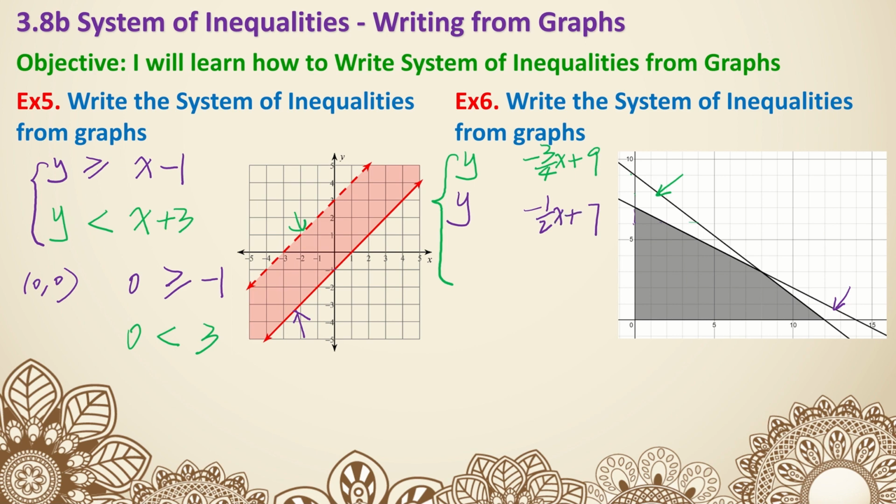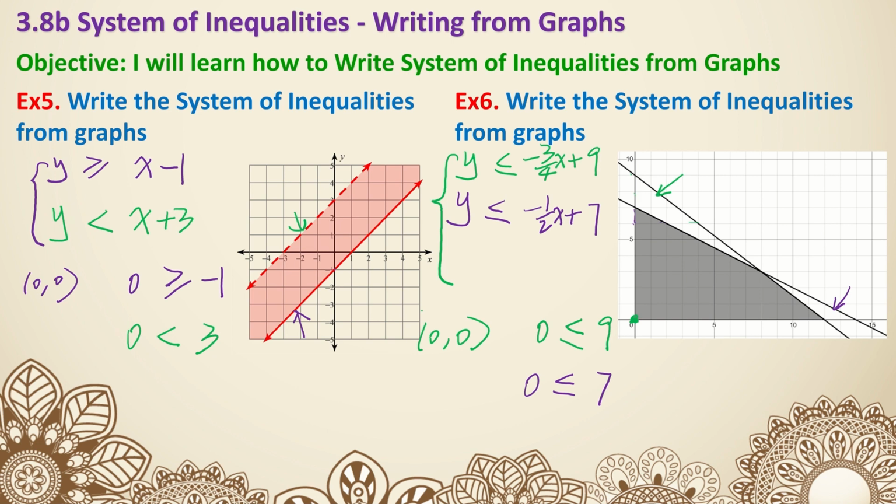Let's pick a point to use to check. Well, we don't have too many points, but we can still use 0, 0. It's on the edge of the shaded area, but it's still kind of in the shaded area. So 0, 0. For the first one, we got a 0 on the left side, a 9 on the right side, so it's going to be less than or equal to. And the second one, 0 on the left side, a 7 on the right side, so it's also less than or equal to.